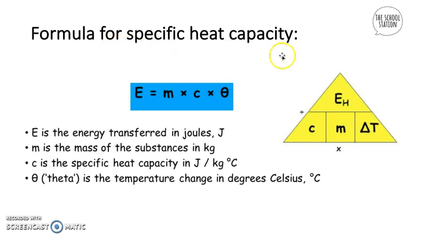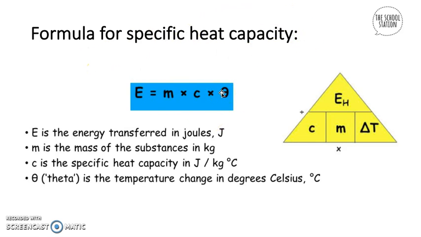So instead of calling this the formula for specific heat capacity, you can simply call it the formula for heat energy, because it's not necessarily telling you that specific heat capacity is equal to the rest of the equation. It's actually saying heat energy is equal to. So if you want to, you can just call this the formula for heat energy.